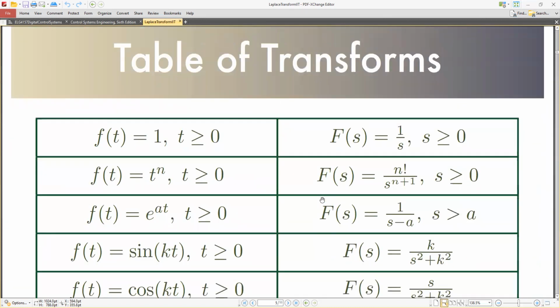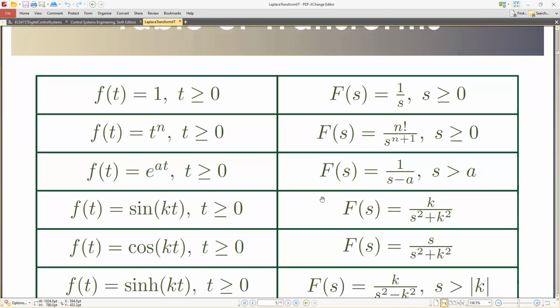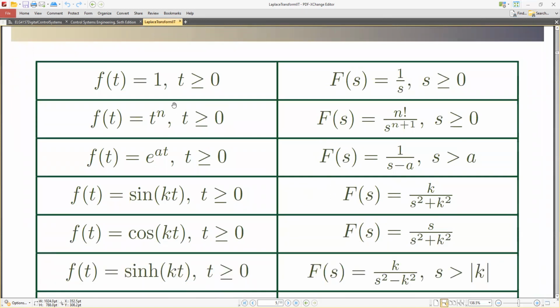Now see the table of transforms. f of t is equal to 1 where t is greater than or equal to 0, and F of s is equal to 1 over s. Then f of t is equal to t to the power n where t is greater than or equal to 0, and F is equal to like this. That is the Laplace transform of this. So this is the time domain and this is the frequency domain: s is the frequency domain, t is the time domain.